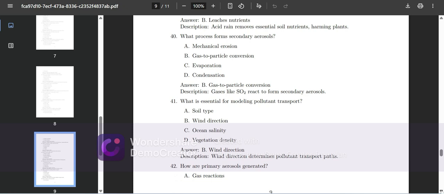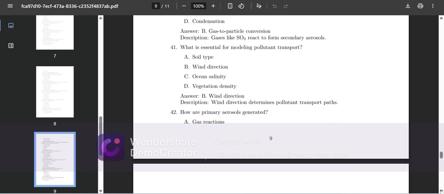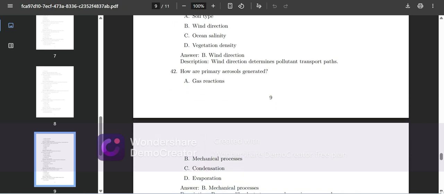What process forms secondary aerosols? Gas-to-particle conversion. Gases like sulfur dioxide react to form secondary aerosols. What is essential for modeling pollutant transport? Wind direction. Wind direction determines the pollutant transport path.